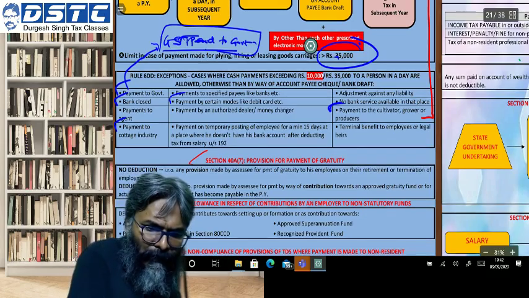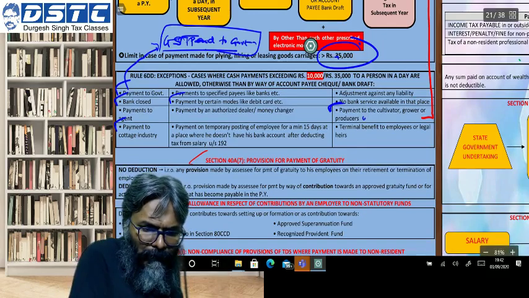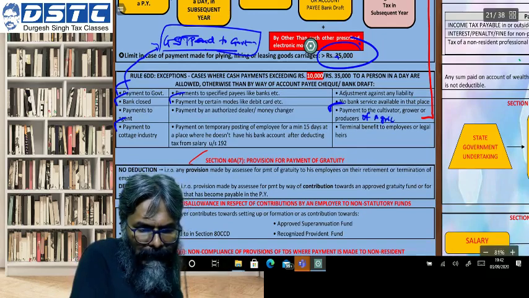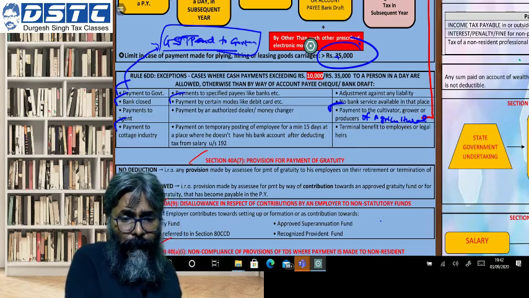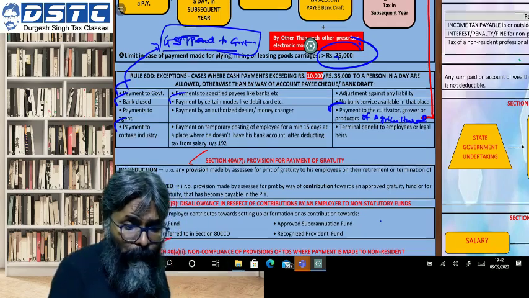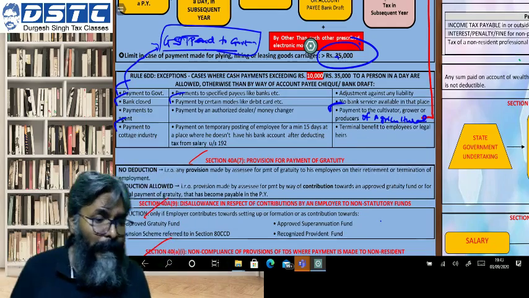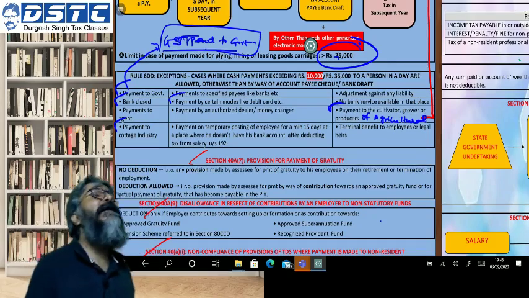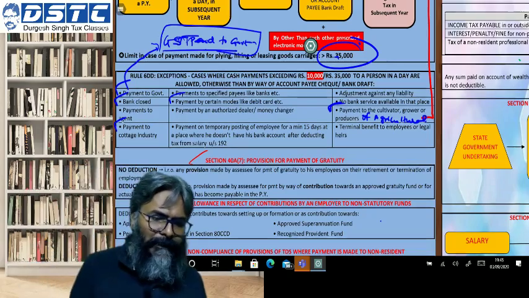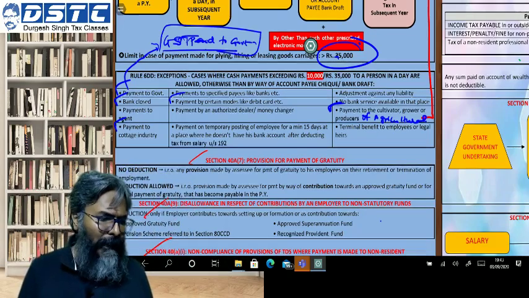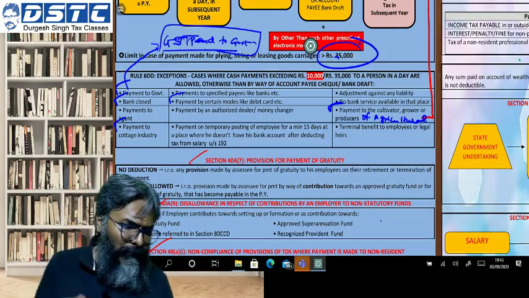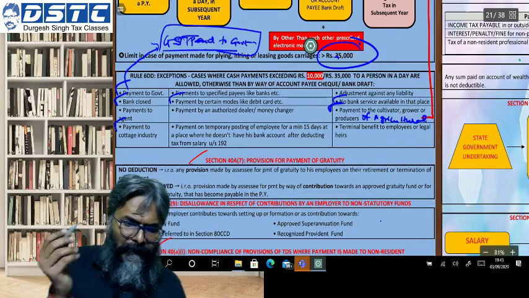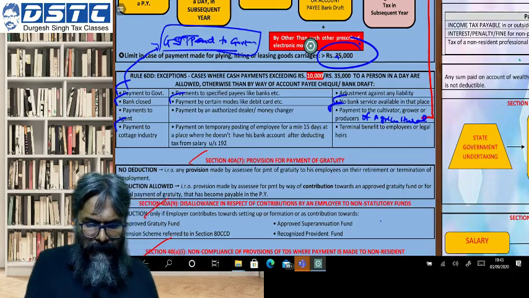Payment to the cultivator or grower or producer of agricultural produce, students. Please write payment to the cultivator or grower or producer of the agricultural produce. So directly to the agriculturalist, you are making the payment. Will that be allowed as deduction? And the answer is yes, it will be allowed as deduction, even though the payment is not made through a bank. So this is a tick mark, students, which I have done. And no bank service available in that place.